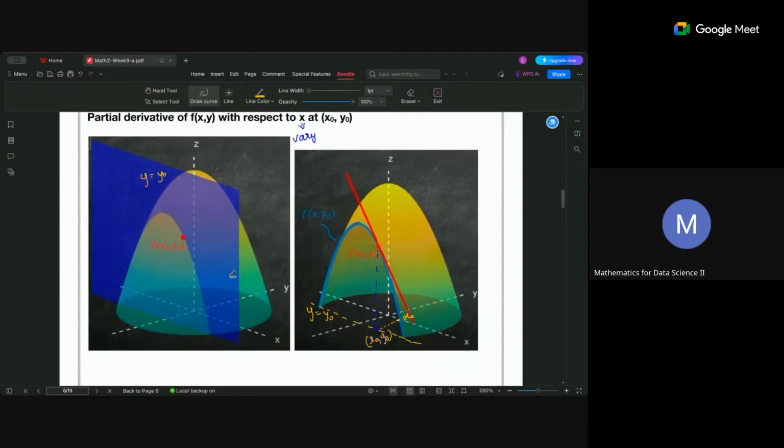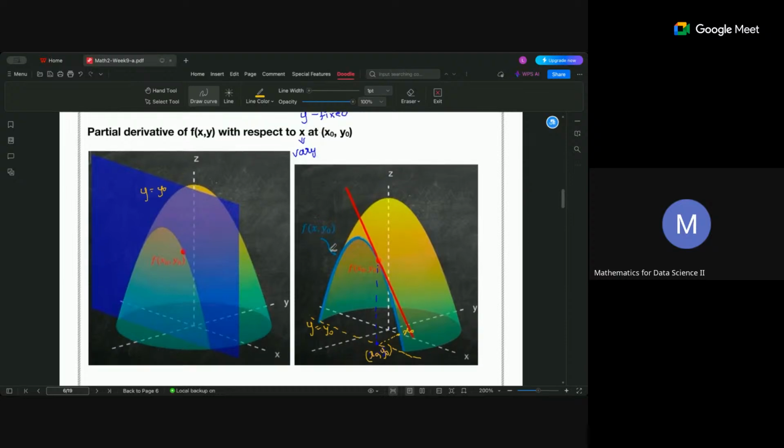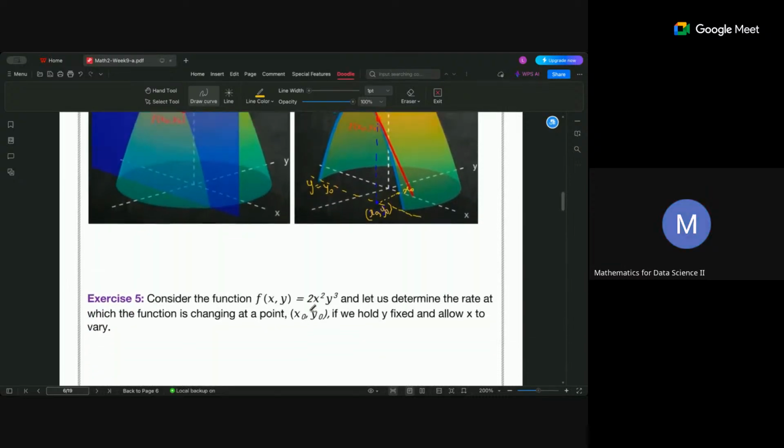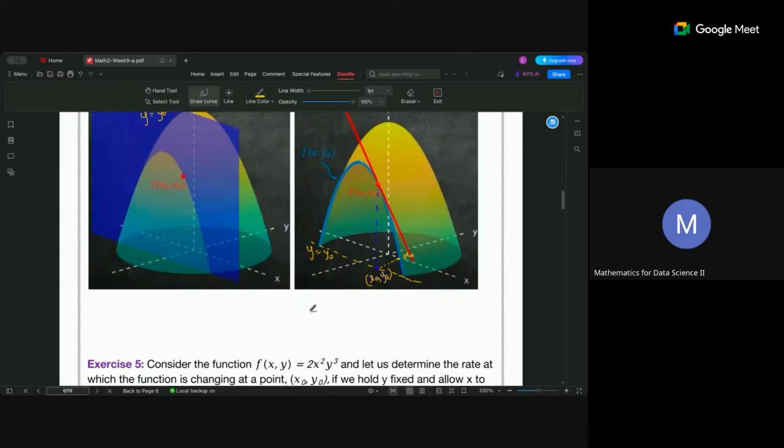Okay, so in this case the intersection is this blue line, and this blue line is just a function of x because your y naught is fixed. You understand? So for a function of two variables, when we consider one variable as fixed and the other as varying, we reduce the function to a function of one variable like this. Now, since it is a function of one variable, we know the derivative. Is it fine? Do you understand what's going on? Yes. Okay.